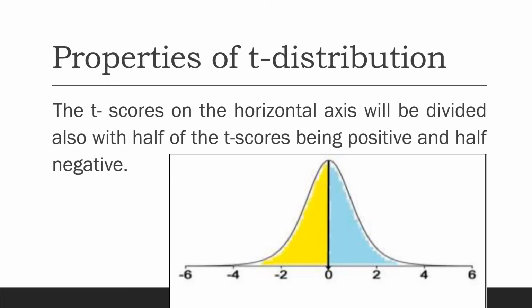Also, the t-scores on the horizontal axis will be divided into half, with half of the t-scores being positive and half negative. And as you can see here on our illustration, the t-distribution is symmetrical about 0. The one half is positive and the other half is negative.